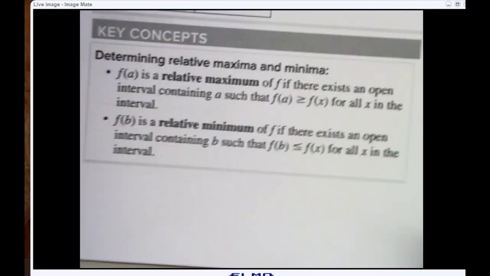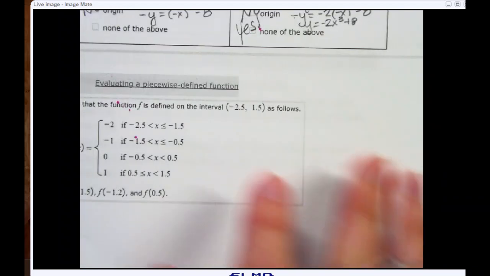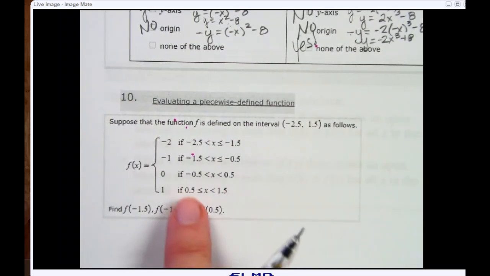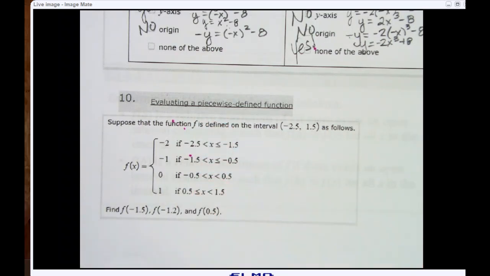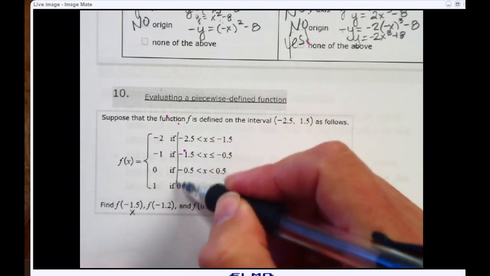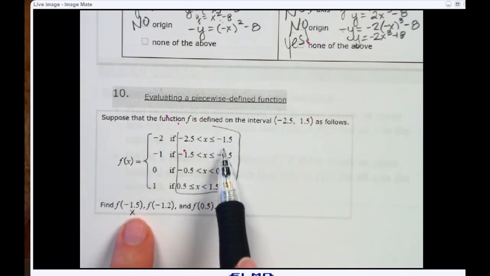I think now we're in a little bit lighter stuff, so stick with me for just a second and I'll remind you how to do this. Here we've got our function, and I've got a piecewise function. It's in pieces, right? I just need to remind you how this works. If it wants us to find when x is negative 1.5, I'm going to come over here and look at these parameters. Where does x equals negative 1.5 fit?